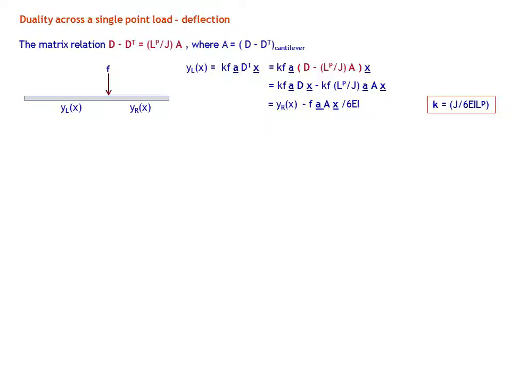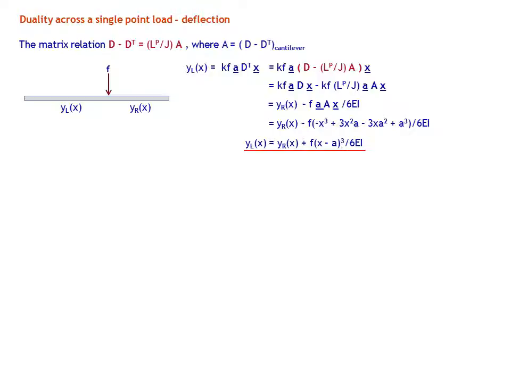The vector matrix product in the last term, AAX, multiplies out to give minus x cubed plus 3x squared a minus 3xa squared plus a cubed, which is just equal to minus x minus a all cubed. So we end up with a relationship between y_L of x and y_R of x, namely y_L of x is equal to y_R of x plus f into x minus a cubed, all divided by 6EI. If we call the difference between y_L of x and y_R of x delta y of x, then delta y of x is equal to f into x minus a cubed over 6EI.